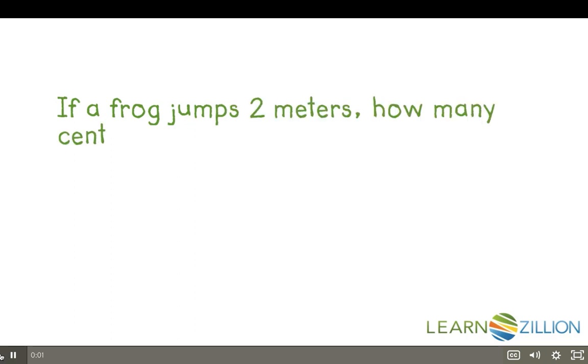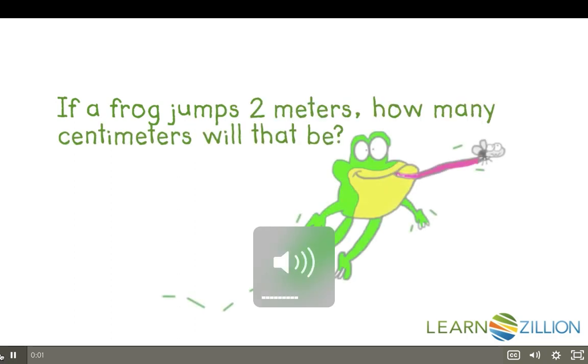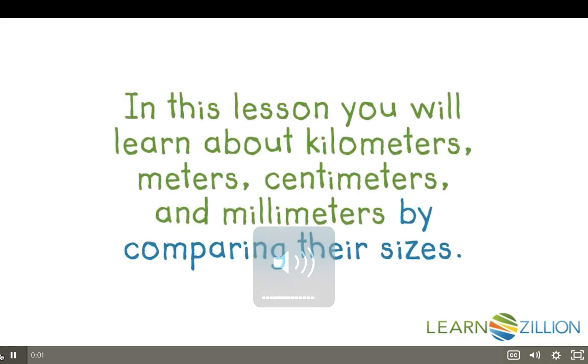If a frog jumps 2 meters, how many centimeters will that be? In this lesson, you will learn about kilometers, meters, centimeters, and millimeters by comparing their sizes.